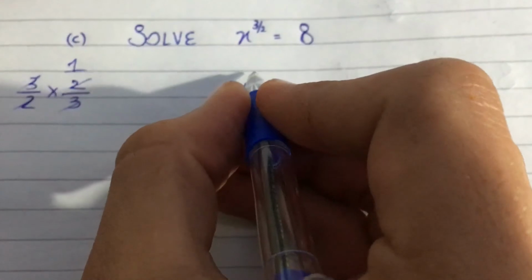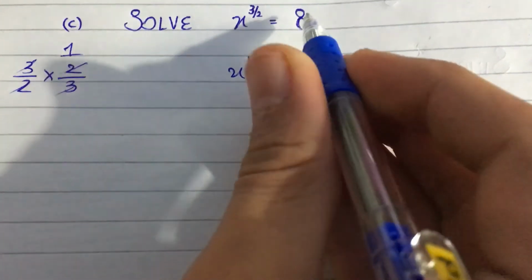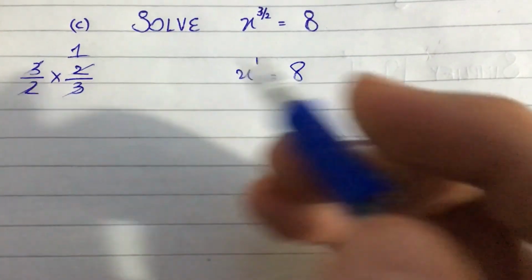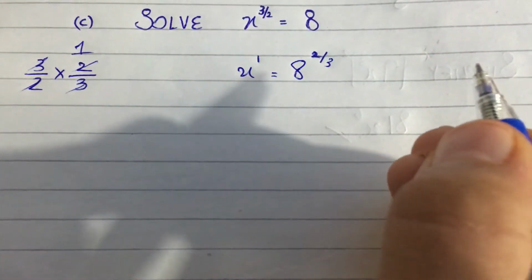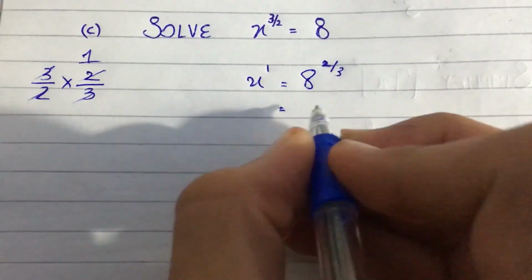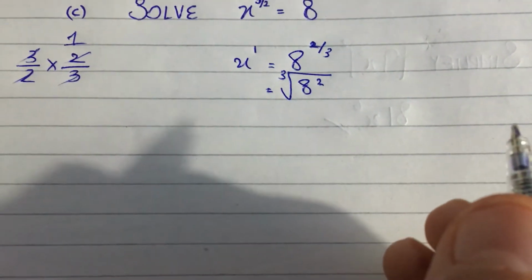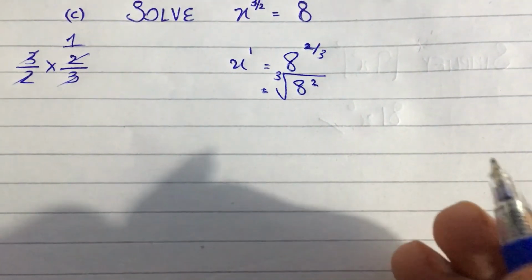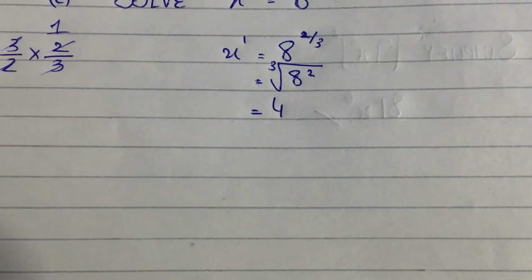So when we make this into 1, we will make this 8 power 1 into 2 power 3, which is going to become 8 power 2 over 3. 8 power 2 over 3 can be written as 8 squared, and cube root. 8 squared is 64 and cube root of 64 is 4, and that's our answer.